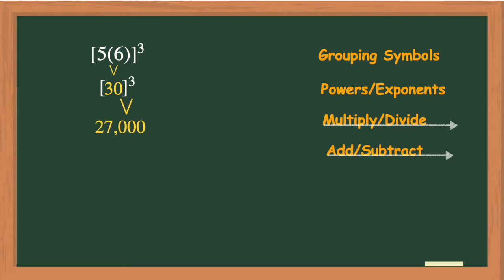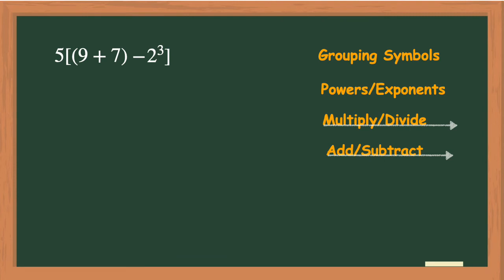Now that is a big number. Let's keep going. This new expression also has 2 sets of grouping symbols. Again, I will solve from the inside out. So I will add 9 and 7 first to get 16.